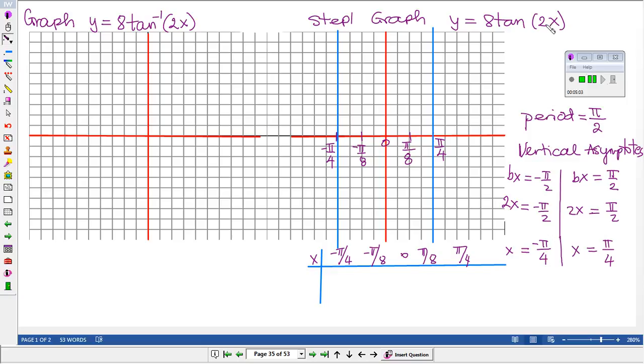Now we are going to start from the innermost, so we will multiply 2 to each one of the 5 x values. So let's get negative pi over 2, negative pi over 4, 0, pi over 4, and positive pi over 2. When I multiply each one of these 5 x values by 2, we also simplify it at the same time.